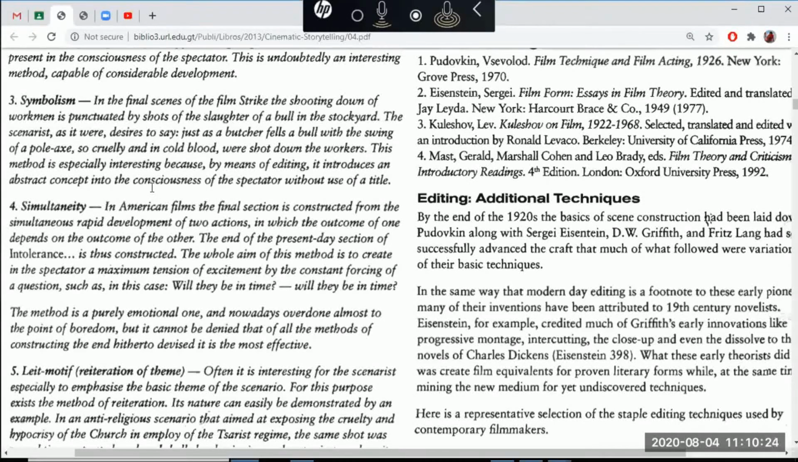Okay, so it says that symbolism actually addresses the consciousness of the spectator without the use of a title. You don't see the words. The screenwriter has not written any dialogues, but images that create a symbolic meaning together. Okay, so for simultaneous action, it further says that when you are intercutting between two actions that are happening at the same time, the outcome of one action depends on the outcome of the other, right?